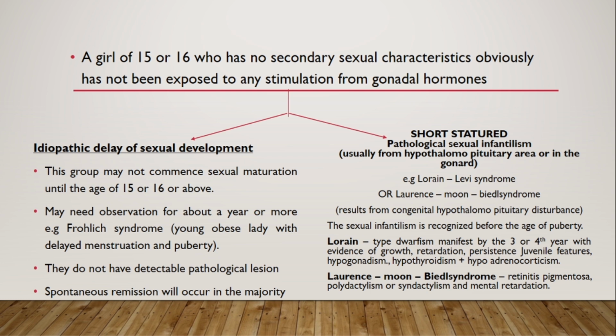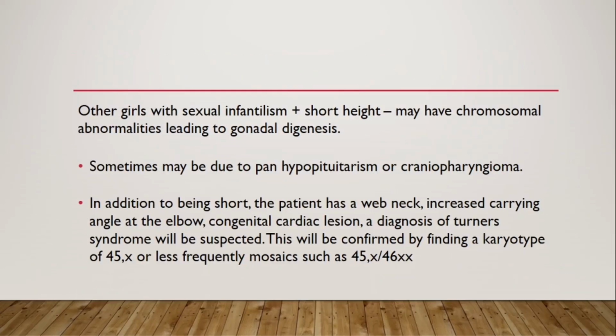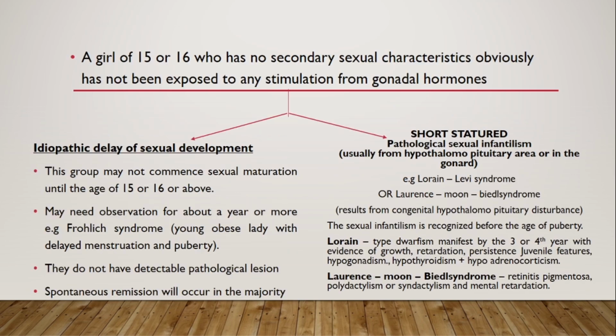They are obese, they are young, but they also have delayed menstruation and puberty. These patients do not have detectable pathological lesion. They do not have detectable pathology. And in some of these patients, there could be a manifest, very minute presence of secondary sexual characteristics. So spontaneous remission will occur in the majority of them.